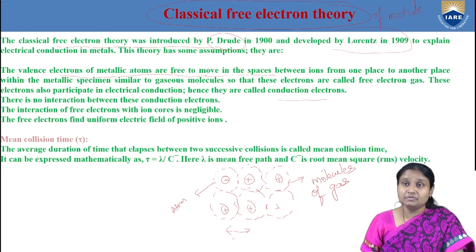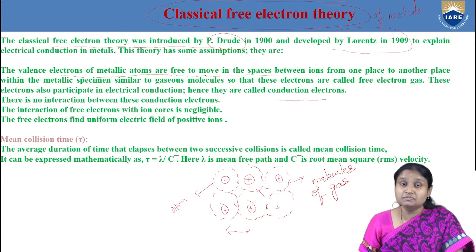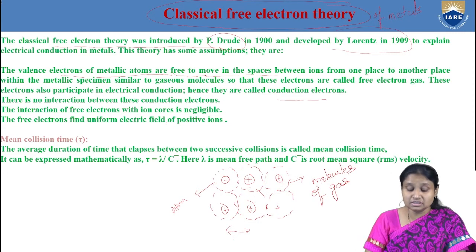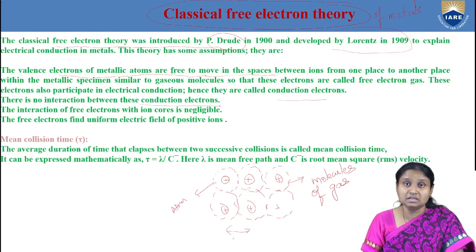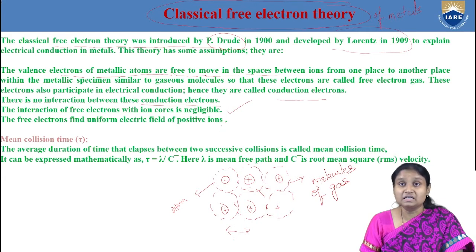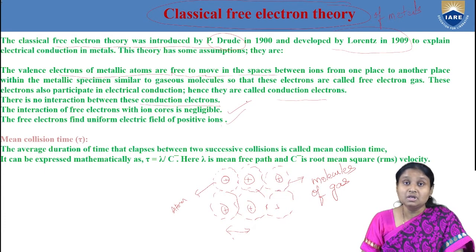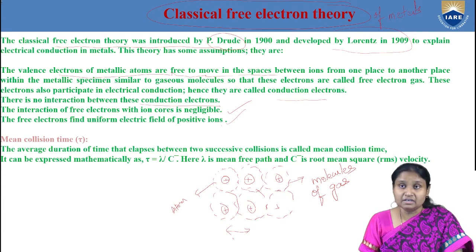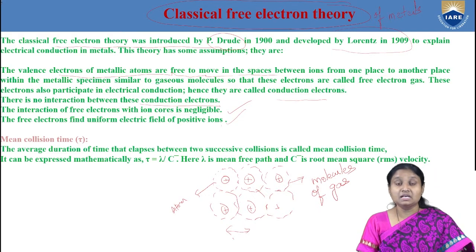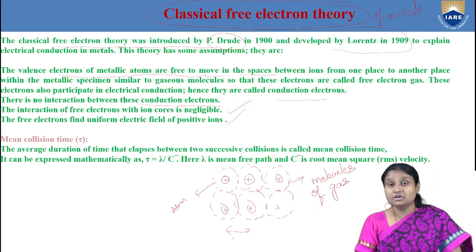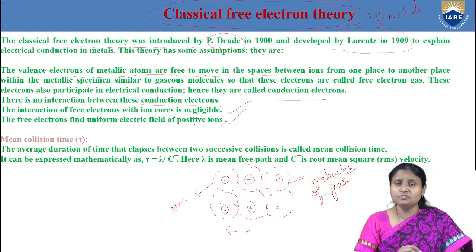But as you can see, when we talk about the molecules of a gas, we talk about some interaction. But actually, there is no interaction between conduction electrons. And even the interaction of these electrons with the positive ions is very, very negligible. These free electrons find a uniform electric field of positive ions. So what is the role of the positive ion? It imparts a uniform electric field.